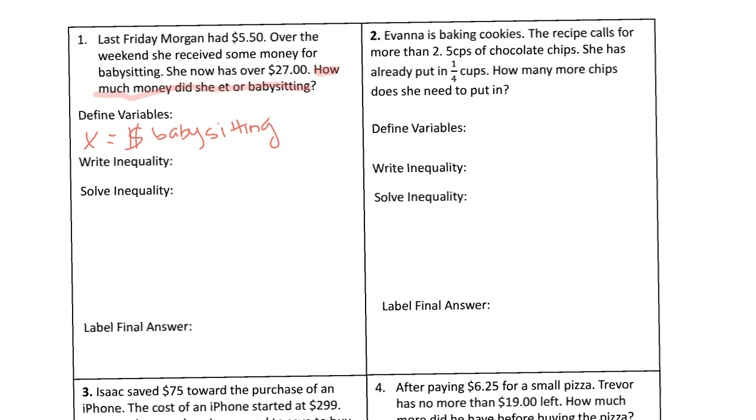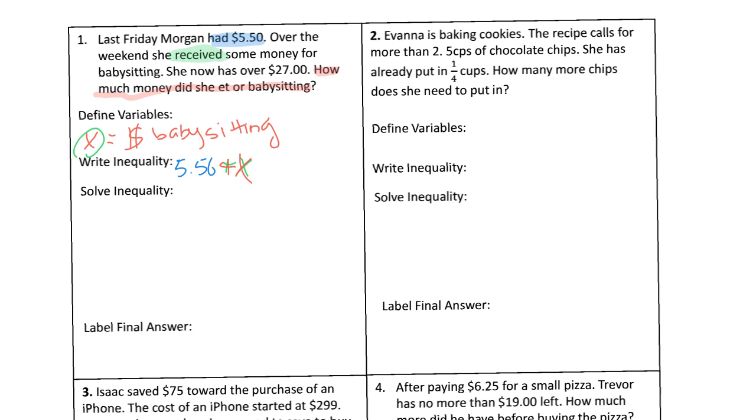When we are writing our inequality, we always start with how much we started with. So she had $5.50. So we started with $5.50. She received money. What do you think that means? Received money. So that means someone gave her money. So we're adding money to what she has. And she received that money for babysitting. So that's why it's our X value. So I'm actually going to write that in red.